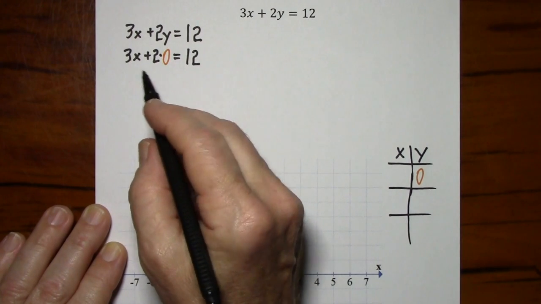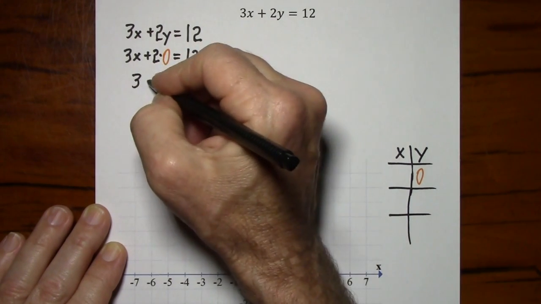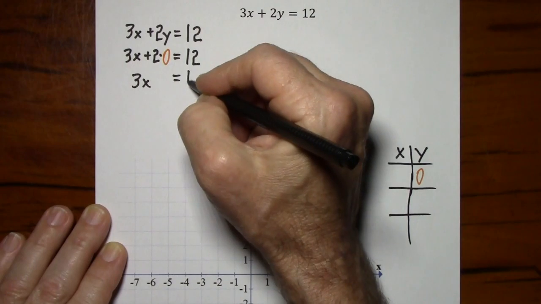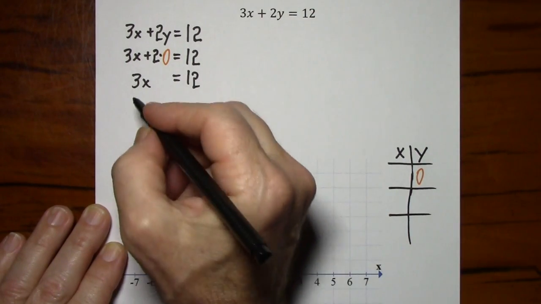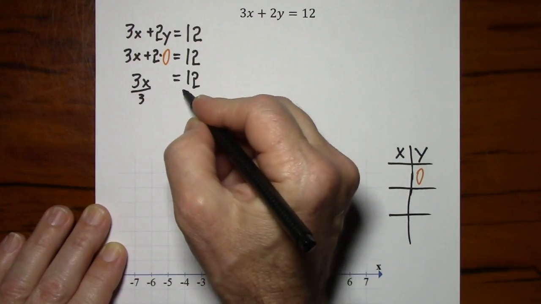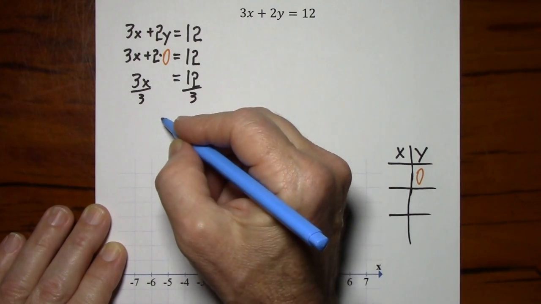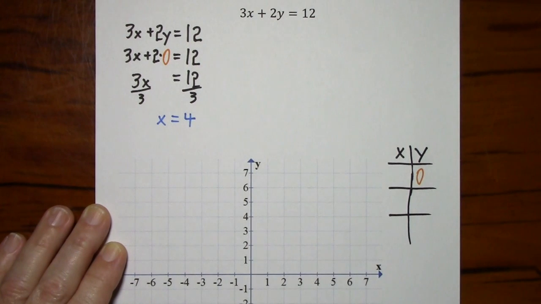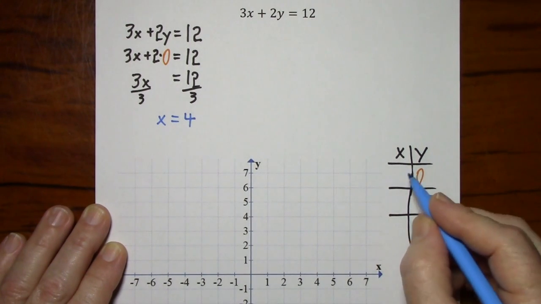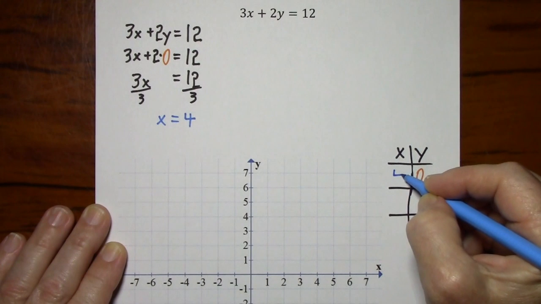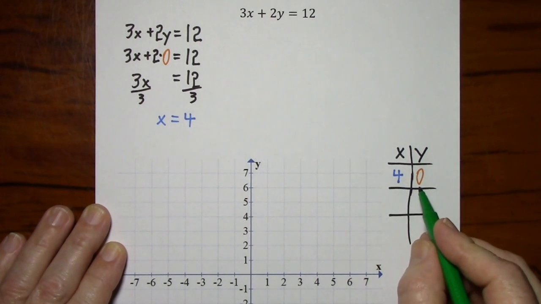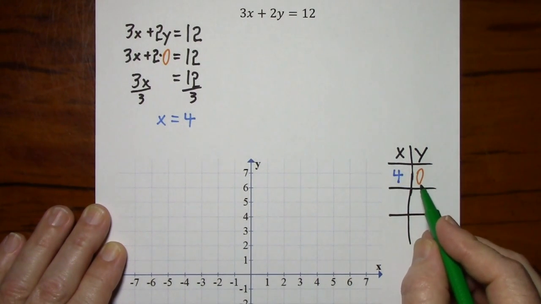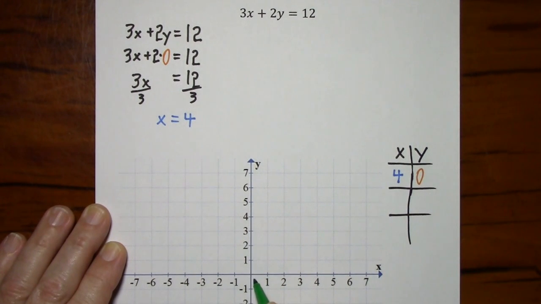Obviously 2 times 0 is 0, so we have 3x equals 12, and just get rid of the 3. So you're left with x equals 4. So when y is 0, x is 4. This gives us an ordered pair, (4, 0). So to plot that point, you go over 4, but you don't go up or down.